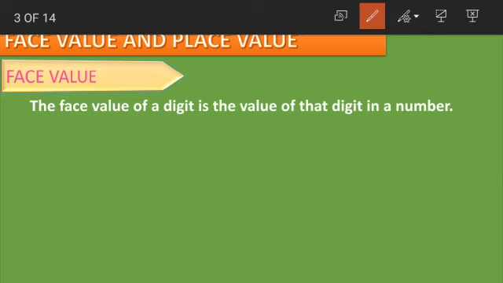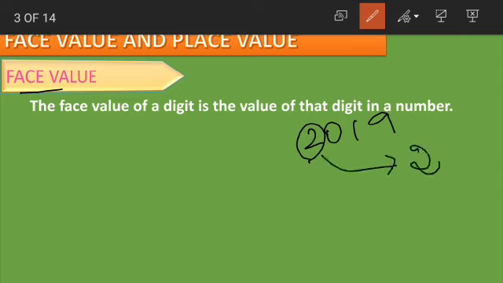If I take the number 2019 and I want to find out the face value of 2, then the face value of 2 will be equal to 2 only. What is the value of 2? The value of 2 is 2 only. The face value of a digit is always equal to the digit itself.